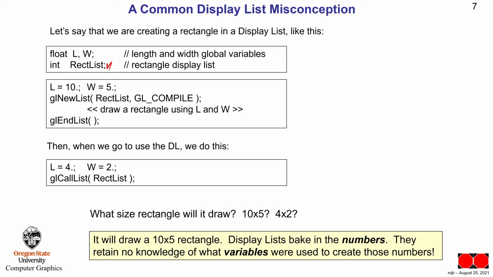In an init lists, we set those global variables. Well, we want a length of 10, we want a width of 5, and we now open up the rectangle list and we draw a rectangle using L and W. So our glVertex3f calls have L and W built into them. Okay, not 10 and 5, L and W. Now, when we go to use the display list, we're in the display function, we reset L and W to something else and call up the display list.